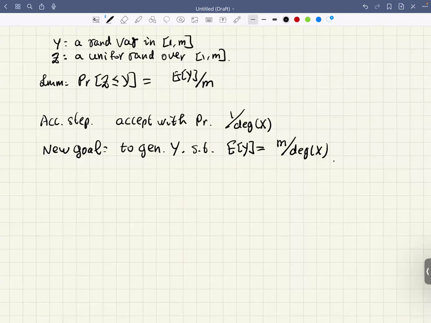So here comes a very interesting question. You already have an element x, and I want you to generate a random variable so that this random variable has expectation given by this. So what would you do?